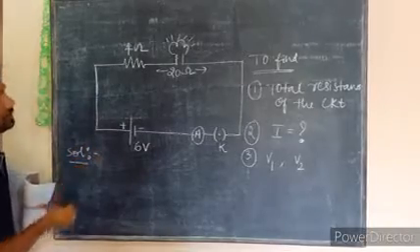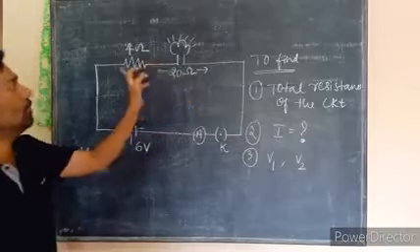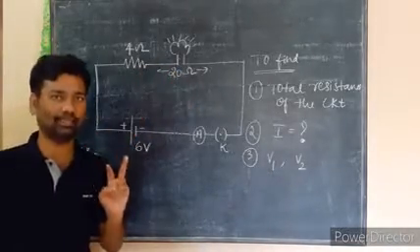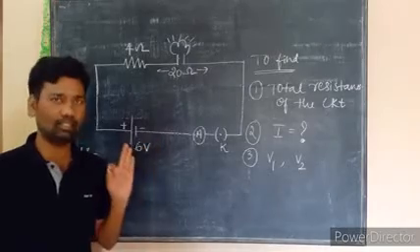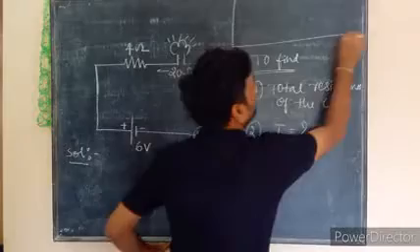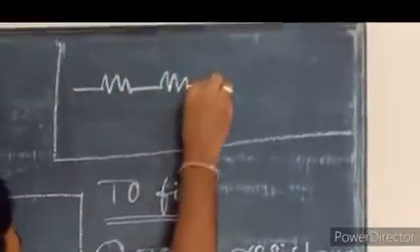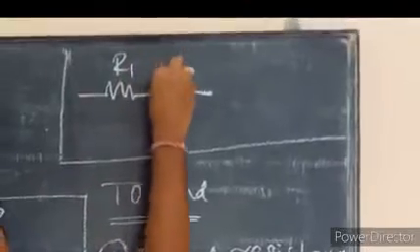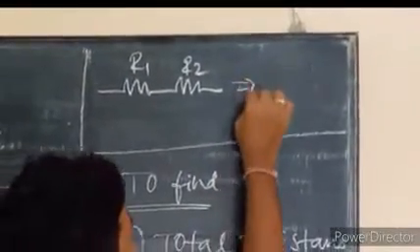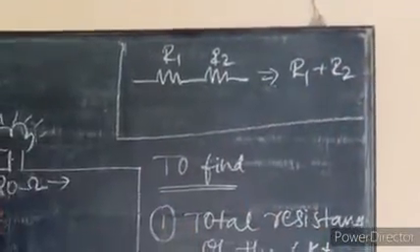Solution. See here, the 4 ohm resistance and this 20 ohm resistance. We have two types of connection: one is series connection, another is parallel connection. I will revise once again. If the resistances R1, R2 are connected in series, how to find the total equivalent resistance? You need to add them. R1 plus R2.